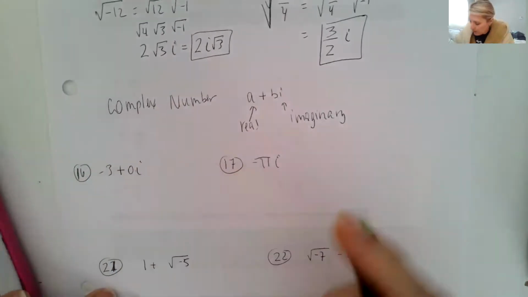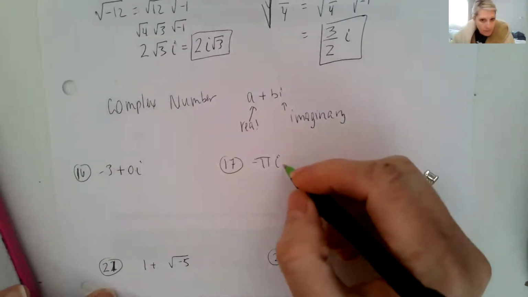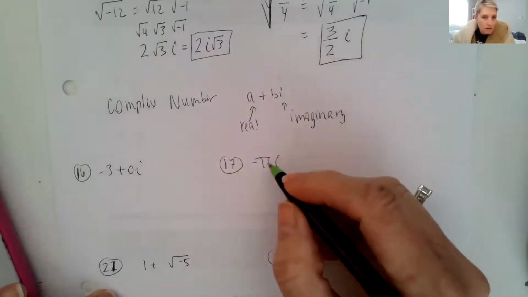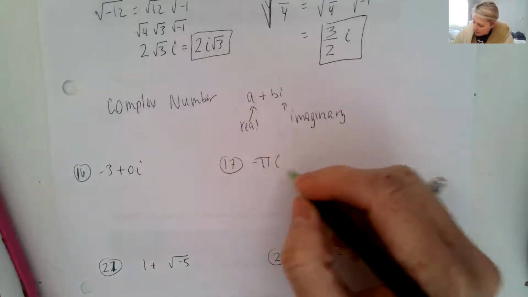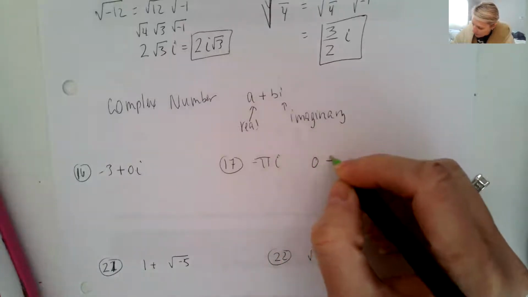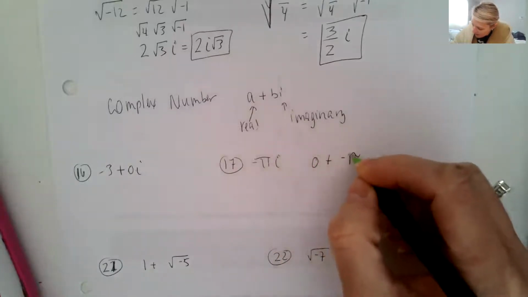-17 is similar. There's no real part to it. It's just the imaginary part. So it's really 0 plus -pi i.